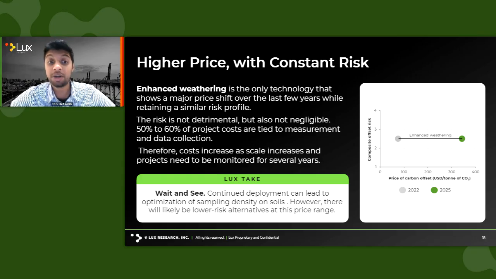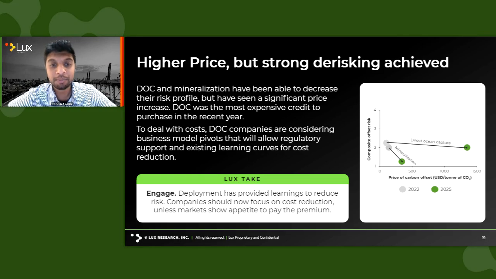So, what should you be monitoring for? Eon operates in the US, InPlanet operates in Brazil. If two projects in two different countries can run on the same protocol and show similar quantification, that can help reduce the risk of enhanced weathering and justify some of the cost. The third is when prices increase, again, probably because of MRV and digital tools, but the risk is actually reducing, which is good, right? So direct ocean capture and CO2 mineralization follow this trajectory.